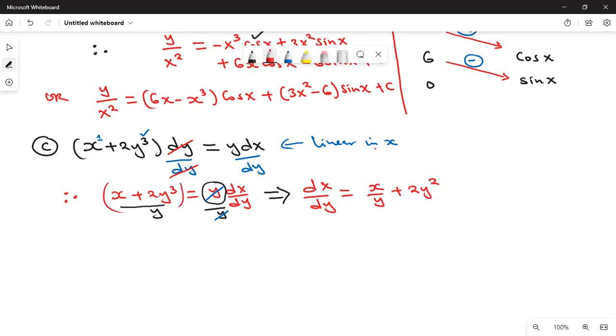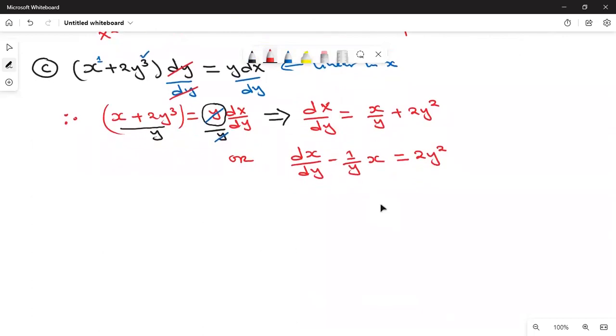Now we need to rearrange it. All the functions of x should be on the left-hand side. Anything that depends on x, those terms containing x, must be on the left-hand side. So write dx over dy minus 1 over y times x is equal to 2y squared. That's what we have. And so this is a linear ODE in the dependent variable x.